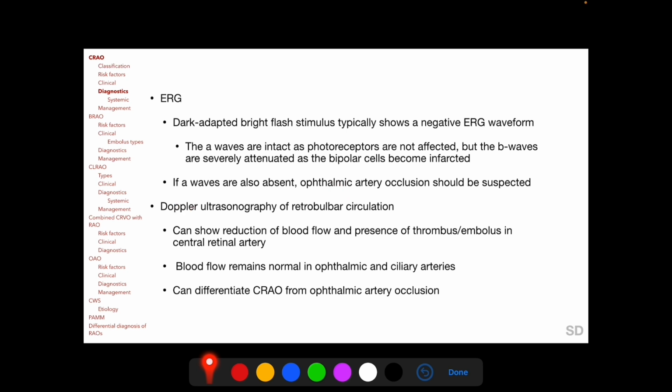Doppler ultrasonography of retrobulbar circulation in CRAO can show reduction of blood flow and presence of thrombus or embolus in the central retinal artery, while blood flow remains normal in the ophthalmic and the ciliary arteries. And this method can differentiate central retinal artery occlusion from ophthalmic artery occlusion.